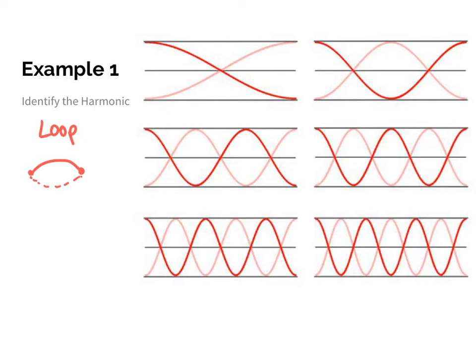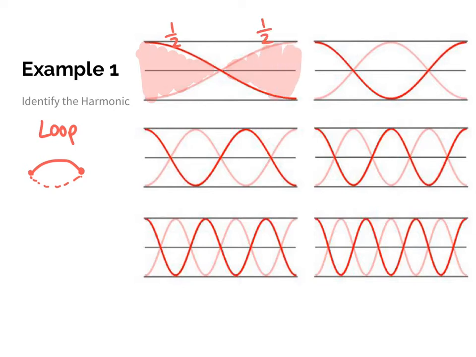Now, for the first harmonic, we should have 1 loop. For the second harmonic, we should have 2 loops, and so on, okay? So if we were to identify these patterns, notice here how we don't have nodes at either end, but we have antinodes. But if we think about the amount of a loop, I want you to notice that this is technically half a loop, and the other side is also half a loop.